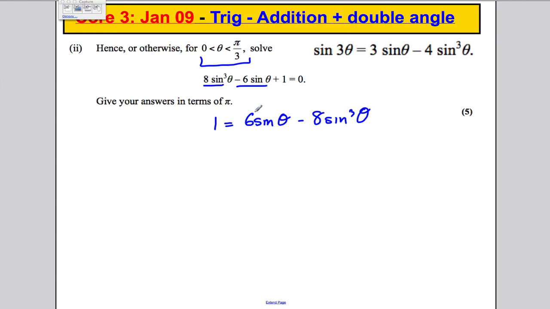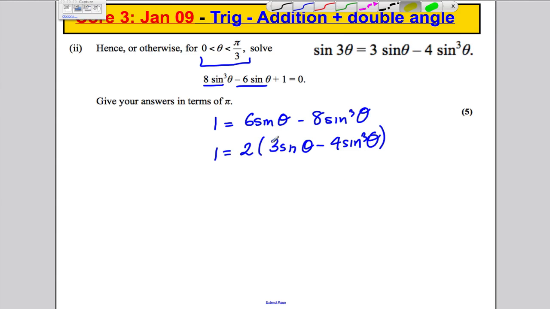Now the reason I did that is I've got a positive sign here, I wanted a positive sign there, and a negative sign cubed here. So that's why I did it that way round. Now look, with a bit of magic, if you factorise out a 2 there, look what you get. You get this here.